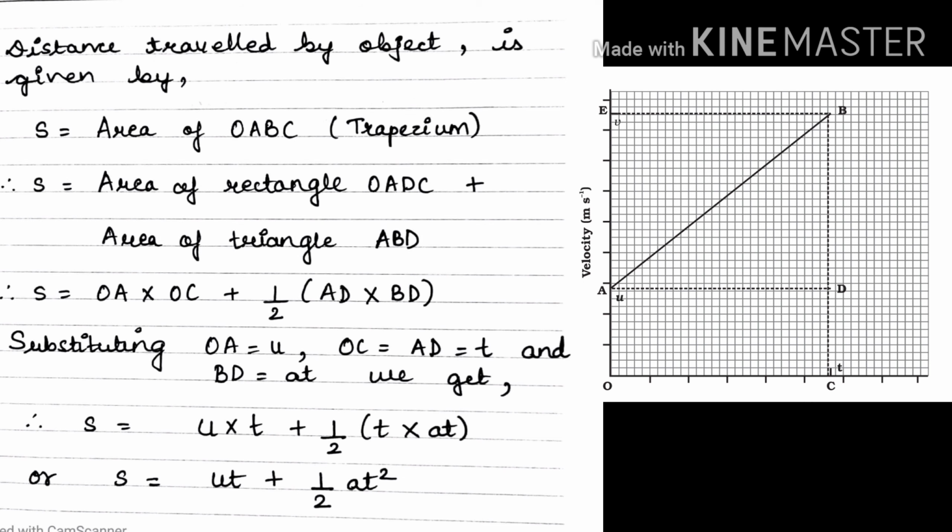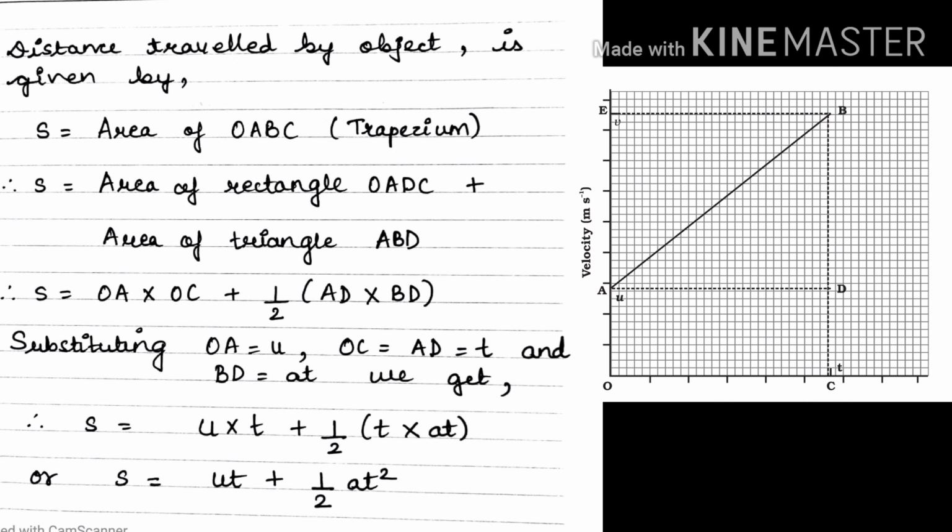Okay, let's move forward. So s is equal to OA multiplied by OC, which is nothing but length into breadth, plus, as we all know, the area of a triangle is half into base into height. Substituting the values, we get half multiplied by AD into BD.